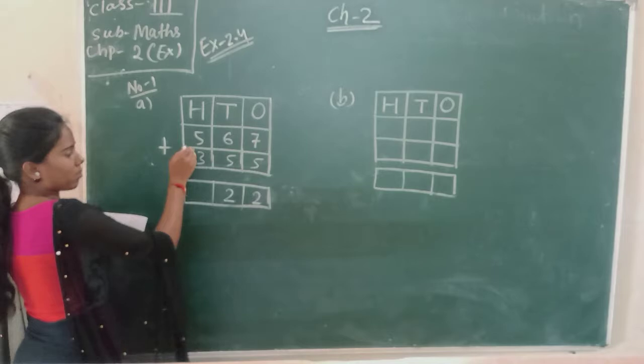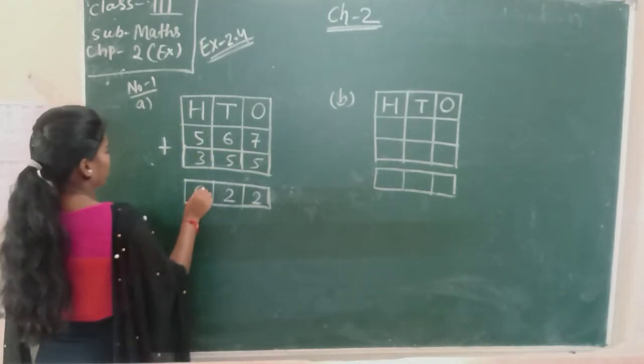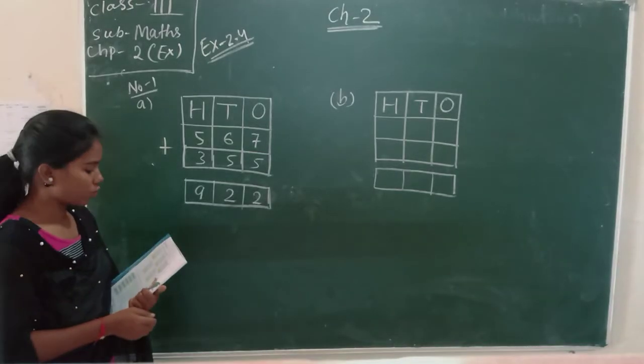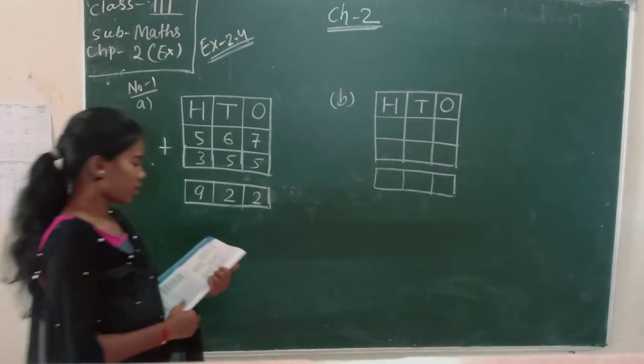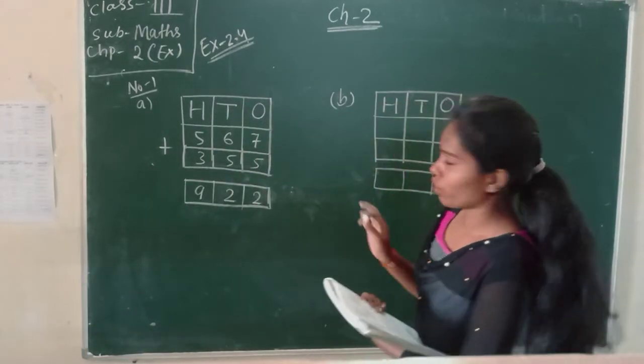1 is carried over to the next place. 5 plus 3 is 8, and then 1 is your rank. So here your answer is 922. Okay? So do this in your name book or try on your copy.